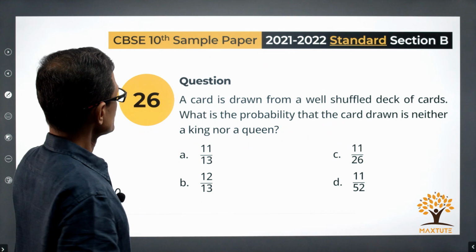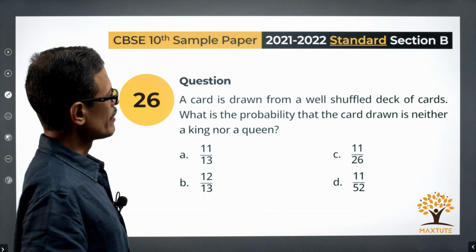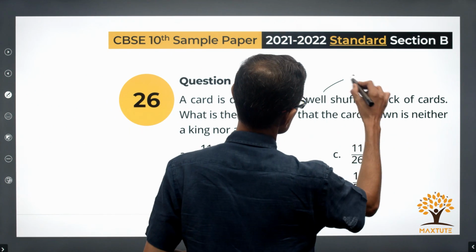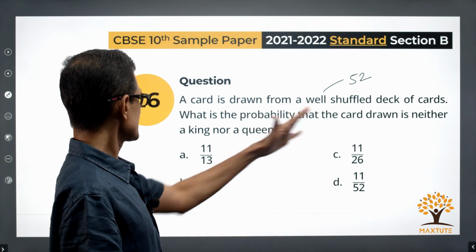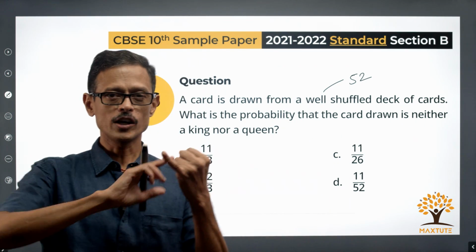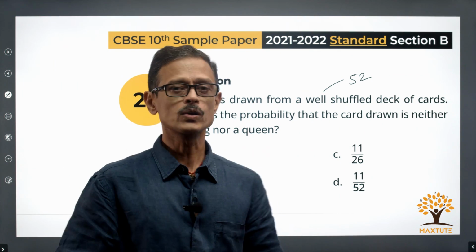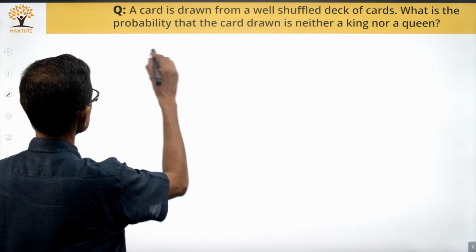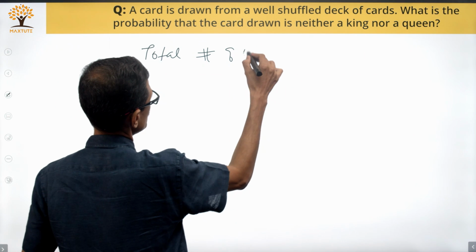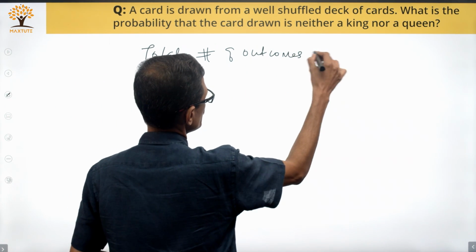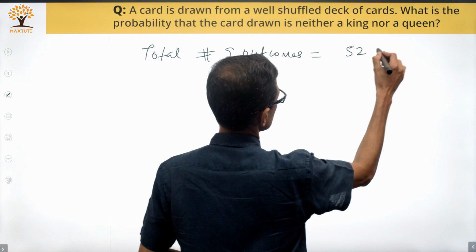Move on from here. The next question is question number 26 as it appeared in the sample paper. A card is drawn from a well-shuffled deck of cards. A well-shuffled deck of cards will have 52 cards in it. What is the probability that the card is neither a king nor a queen? So it should not be a king, it should not be a queen. So let's list down how many cards to start with are kings and queens, right? So any pack of cards, total number of outcomes is drawing one card. Total number of outcomes for us is going to be the number of ways in which we can draw one card from this well shuffled deck, which is going to be equal to 52. That is our denominator.